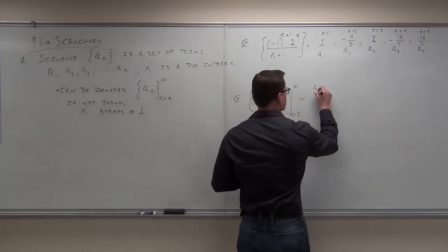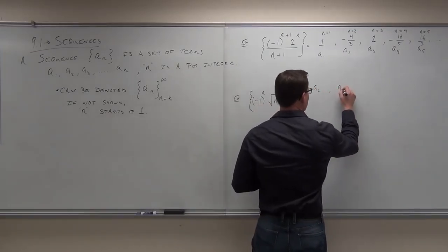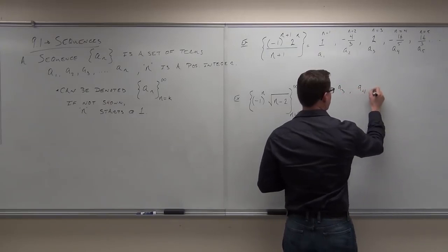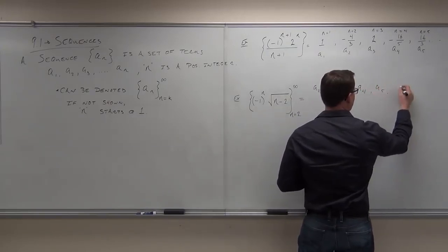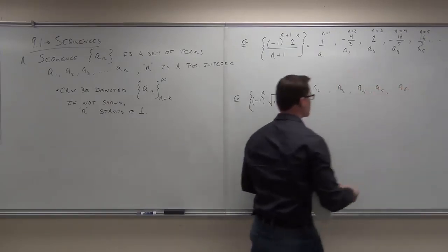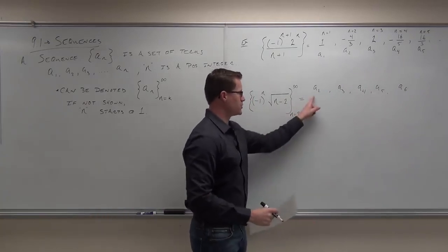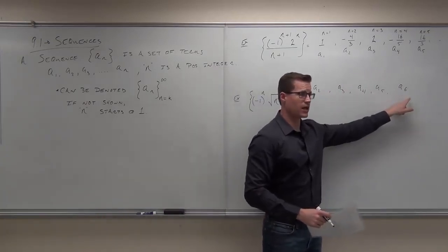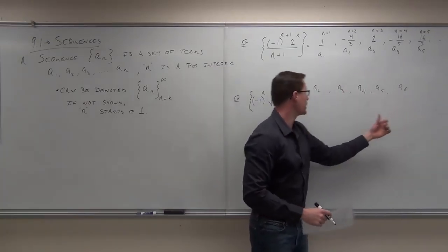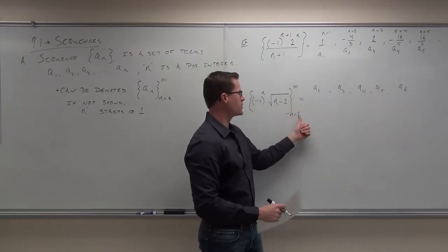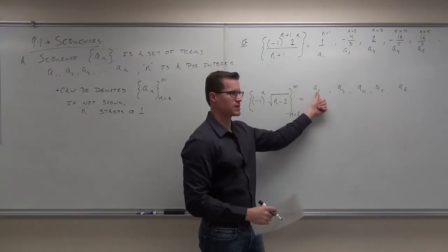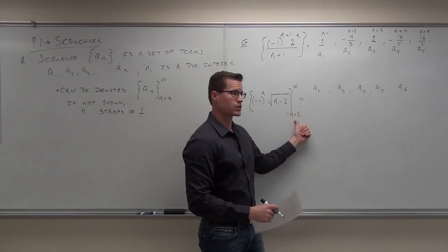So I want the a sub 2, a sub 3, a sub 4, a sub 5, and a sub 6 terms. Basically, we're plugging in 2, 3, 4, 5, and 6. It's not going to end. We're going to stop, but this thing doesn't end. It goes to infinity. We just have to start with a sub 2 because it says, well, wait a minute, you're starting at n equals 2.